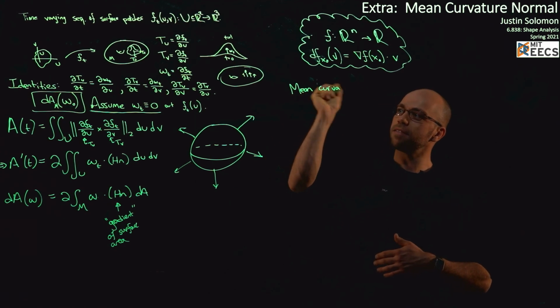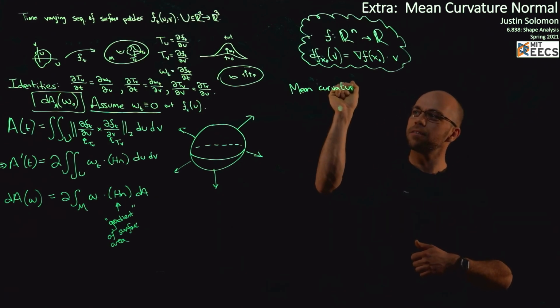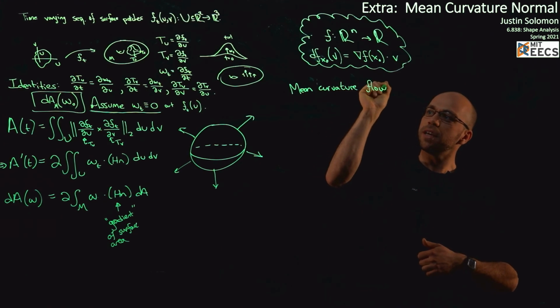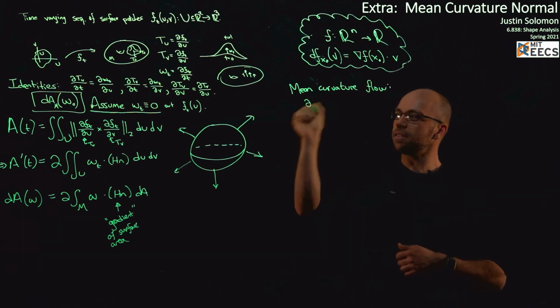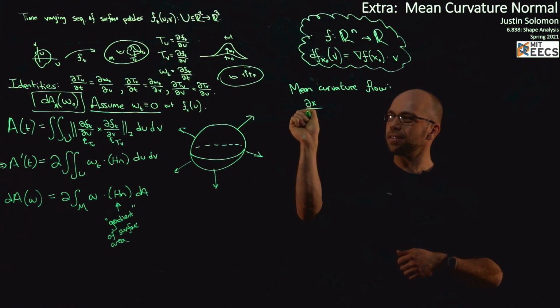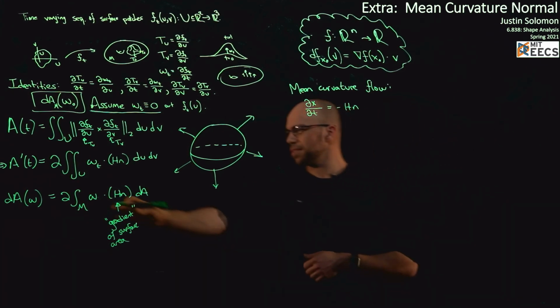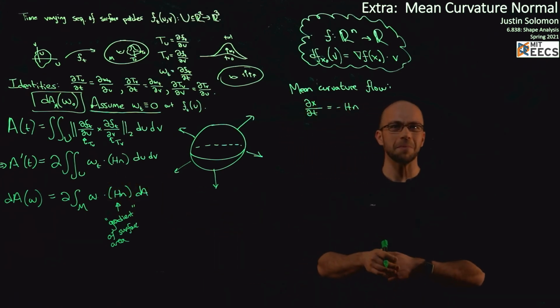This is an advanced kind of Google search term thing rather than something we're going to define carefully in this class, which takes points on the surface and flows them. It kind of does gradient descent on surface area. So it looks like this. By the way, we're not too concerned with that 2 factor. That doesn't really matter here.